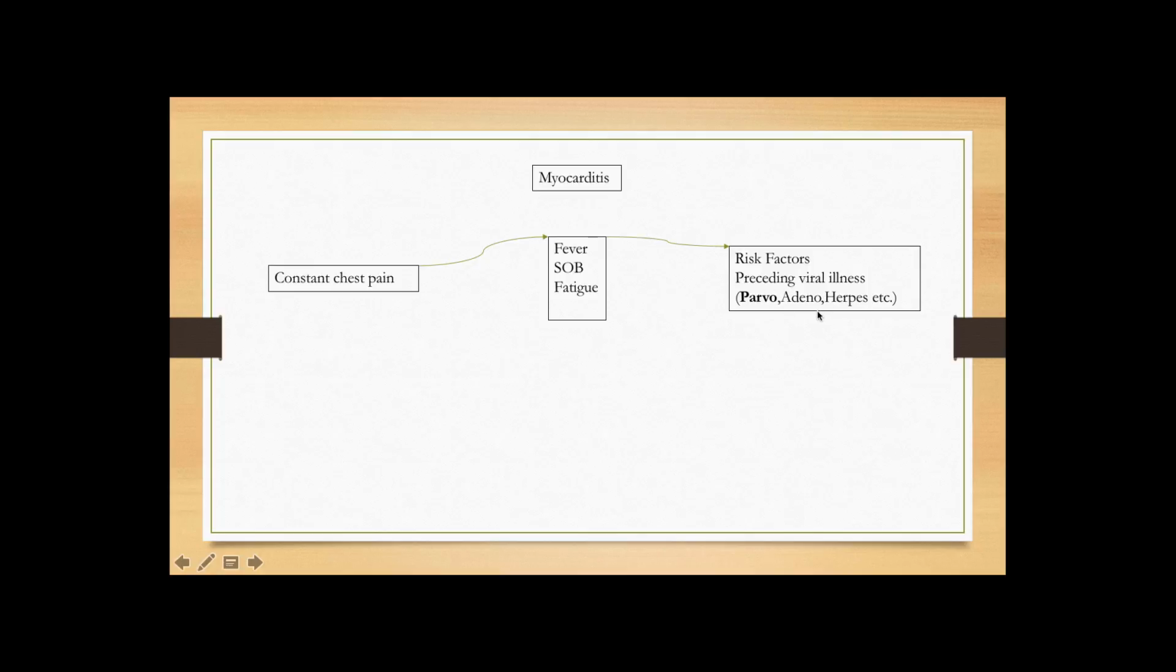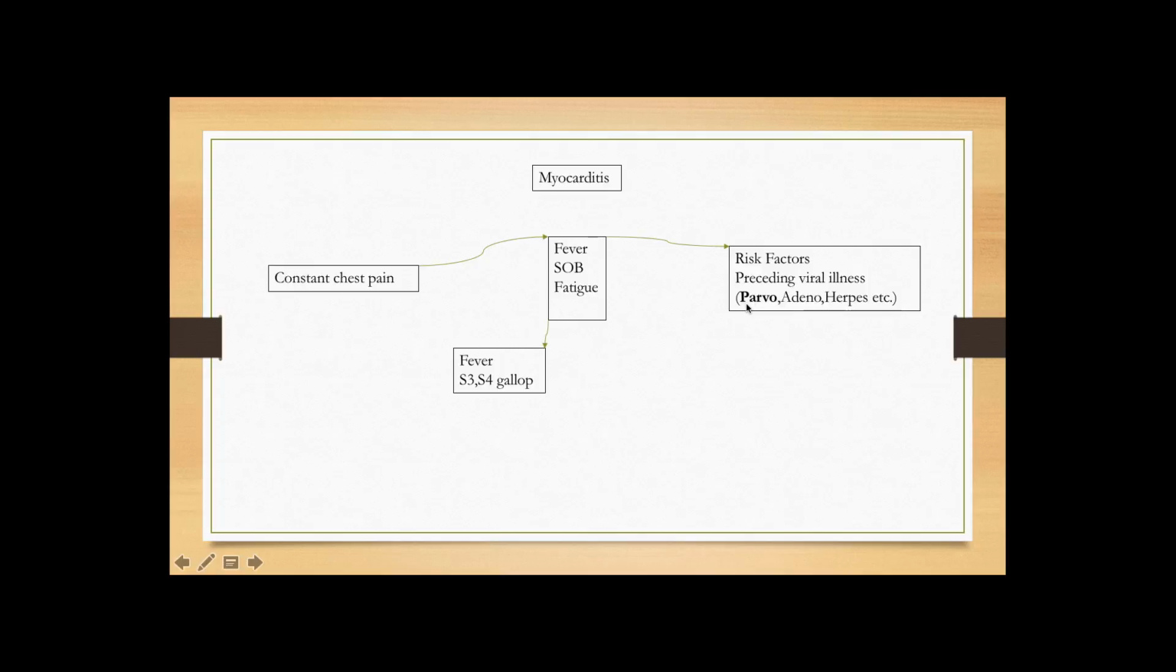They usually have a history of travel. A lot of these viruses come from outside the country, so there is something to keep in mind. The most common virus is parvovirus, so just keep that in mind. Parvovirus will cause myocarditis very commonly.